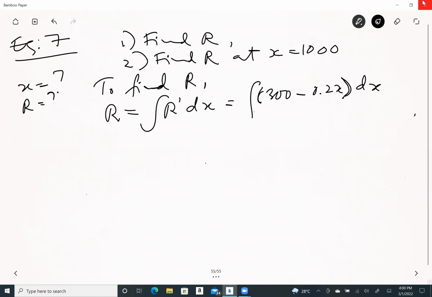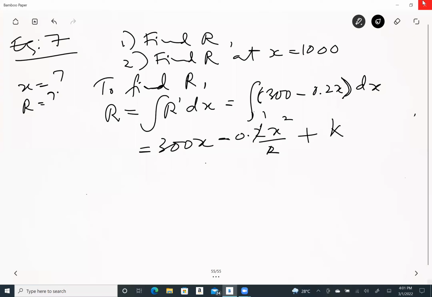Okay, so you integrate the function. What do I get? I get 300x minus 0.2 x squared over 2. You simplify that, I got 0.1, and of course, plus the constant k. All right? Okay, so that is part one.